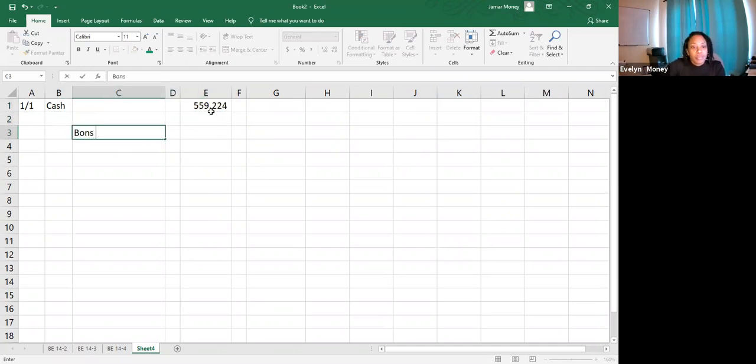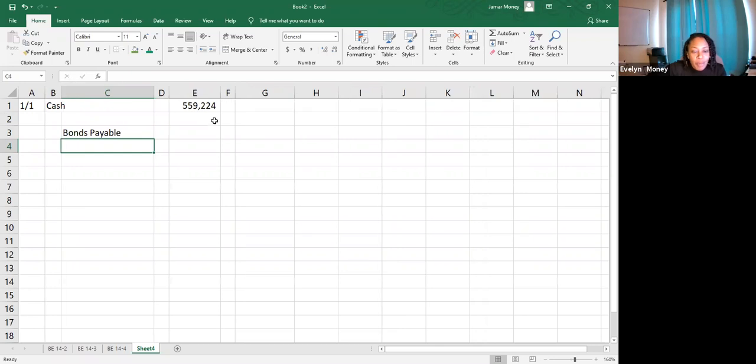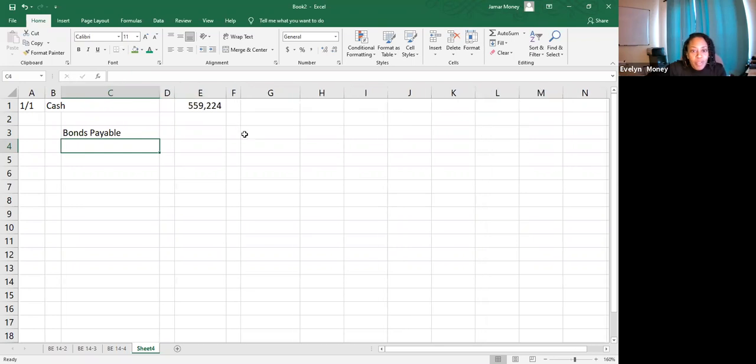And bonds payable, always valued at par. So I'm going to credit bonds payable for the par value of $600,000. Now, of course, my entry doesn't balance, and it doesn't balance because there is a discount on bonds payable. So I'm going to show the calculation for the discount on bonds payable down here, but it's just the difference between the cash proceeds and bonds payable, or the par value of the bonds.